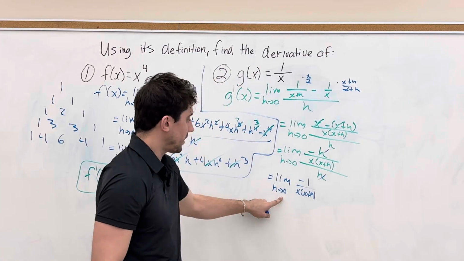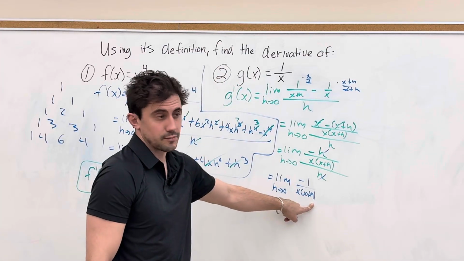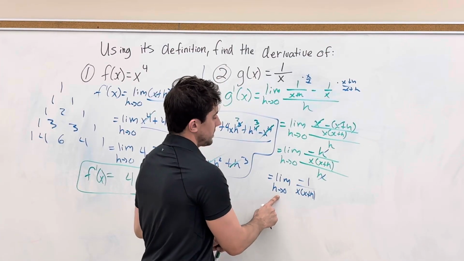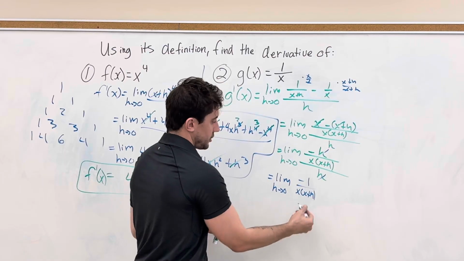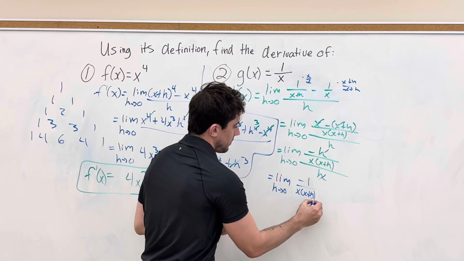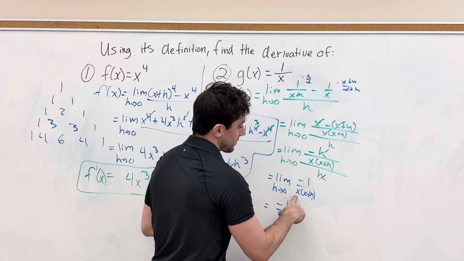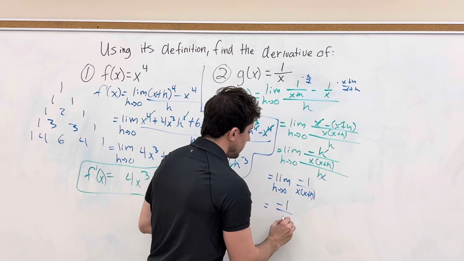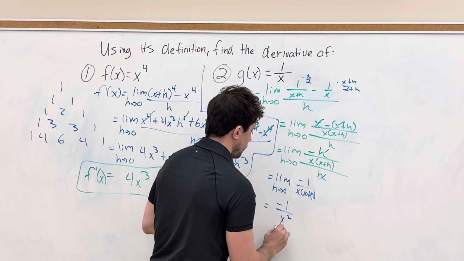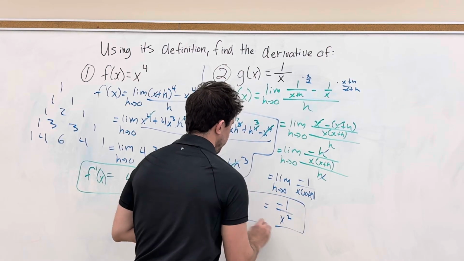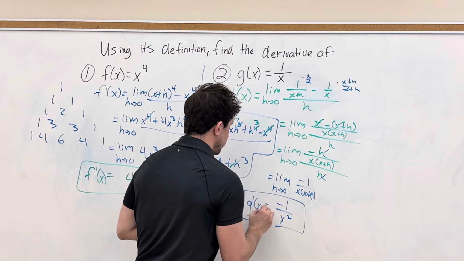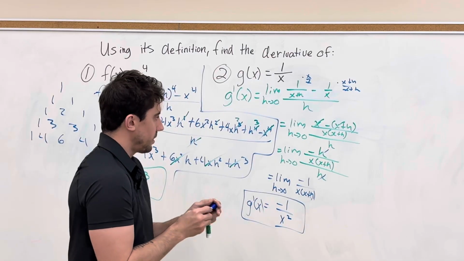And now plugging in the value of 0 in for h doesn't create any problems. And so we can evaluate this limit as h goes to 0 by making h take on the value of 0. And what that leaves us with is negative 1 over x times x plus 0, which is x squared. And so our derivative function g prime of x is negative 1 over x squared.